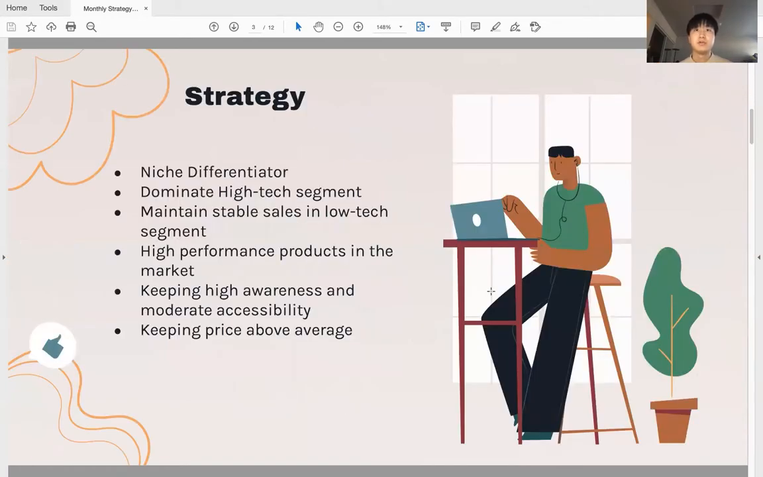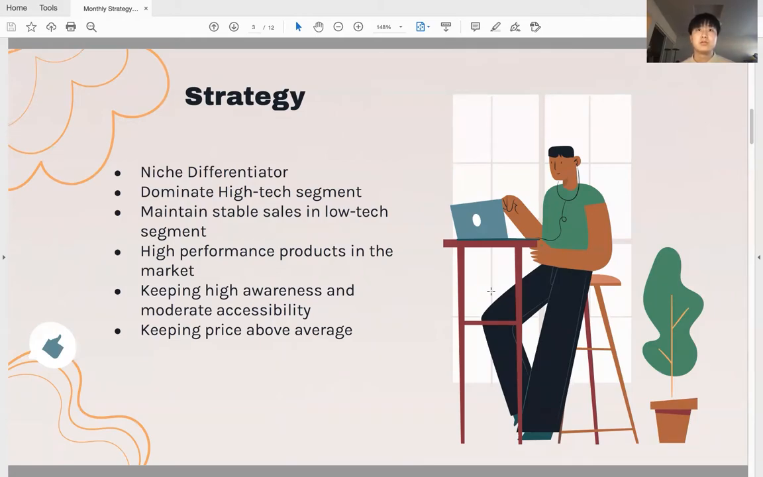After the practice round, we find the best strategy for us is the differentiator. It includes a dominant high-tech segment, maintaining stable sales in the low-tech segment, a high-performance product in the market, keeping high awareness and moderate accessibility, keeping price above average.